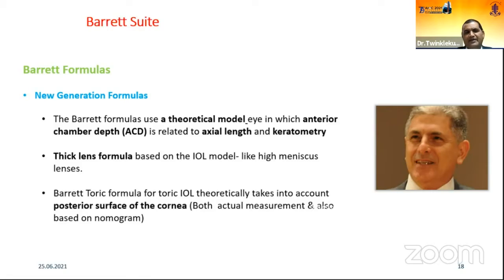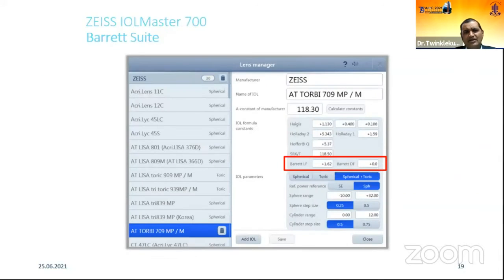So the same way, the Barrett TORIC formula is also taking into account the posterior surface of the cornea. And now he has incorporated both things, the actual measurement of PCA and also the nomogram-based estimate. Now this is the way Barrett gives the results in our IOL Master 700, and there are two constants.